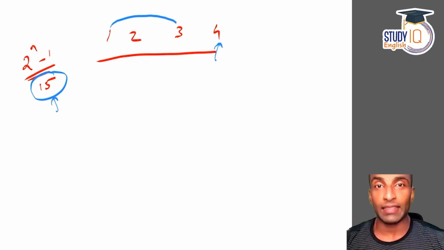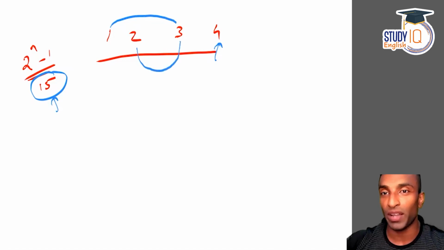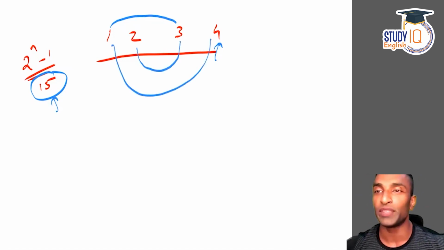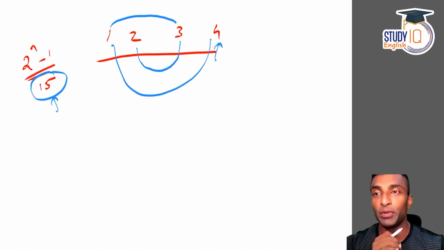Yeah, 5 I can get like that. Now how about 5? 2 plus 3 will give you 5. 4 plus 1 also will give you 5. I need to remove that because they're asking you how many different sums you can make. So I need to remove that.